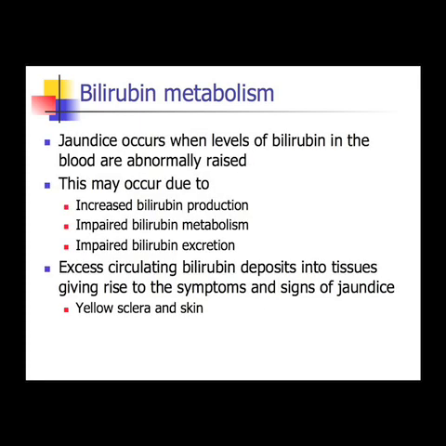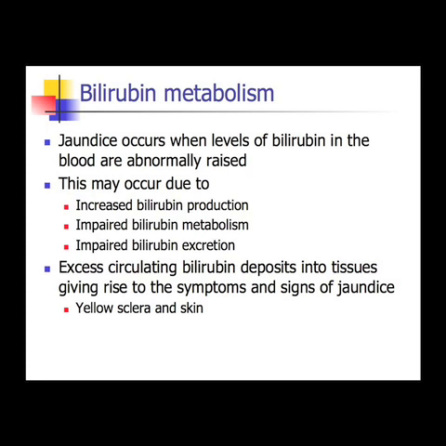So how does jaundice occur? Well, quite simply, jaundice occurs when the levels of bilirubin in the blood are abnormally raised. And as you've seen from that previous diagram, there are a few possible causes of that, which can be broken down either into increased production of bilirubin or some problem in the way that the bilirubin is metabolized or excreted. And so what happens if you have excess bilirubin in the blood is it gets deposited into the tissues. And this is really what gives rise to the symptoms and signs of jaundice, yellow sclera and yellow pigmentation of the skin.